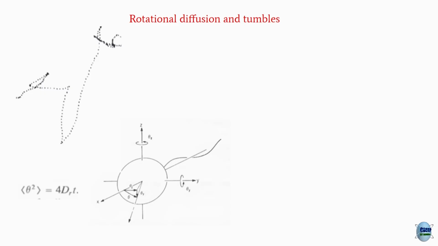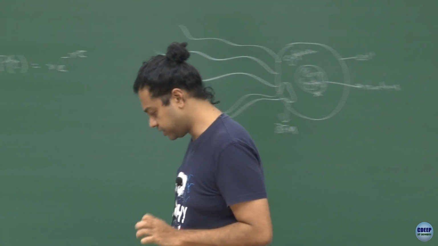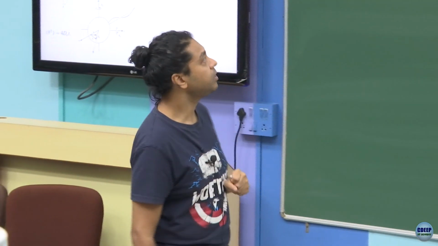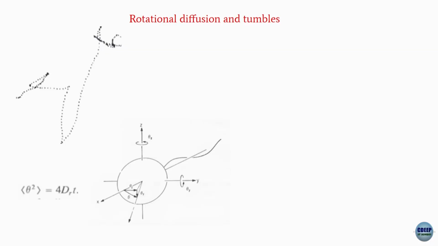In fact, this also Berg quantified, and he said that I think roughly over the course of a single run, you diffuse an angle of around 20 to 30 degrees. All right, so this is in the course of a run.